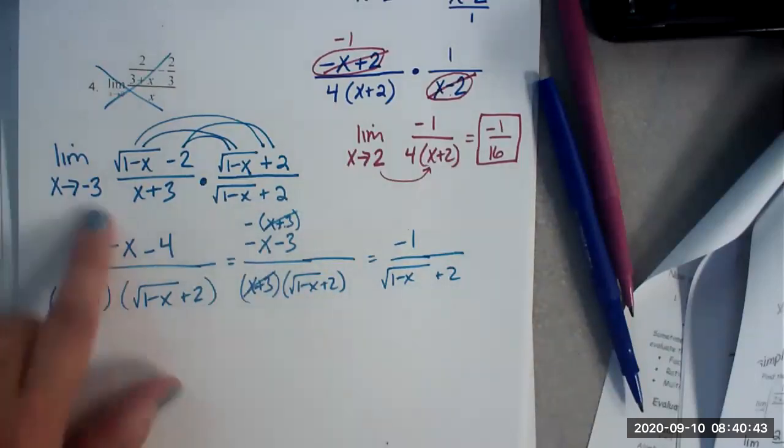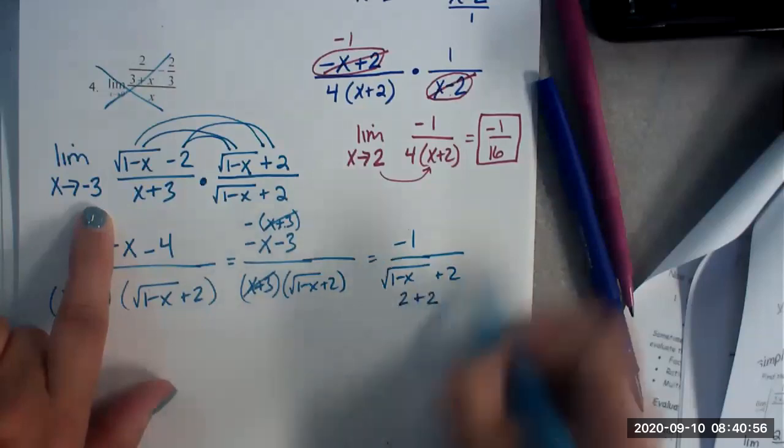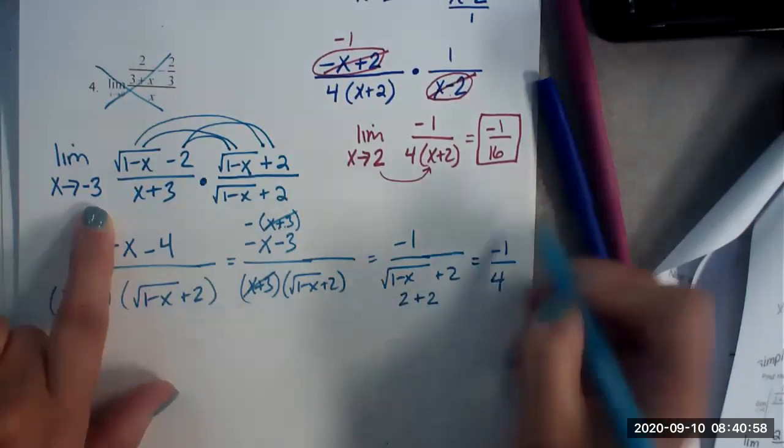After all that, can I plug in negative 3 right here now and not get a 0 on the bottom anymore? So if I plug in negative 3 right here, I get a 4. What's the square root of 4? 2. So this ends up being 2 plus 2, so negative 1/4.